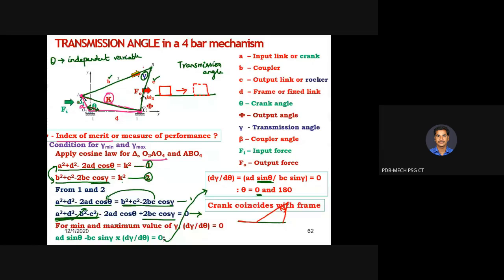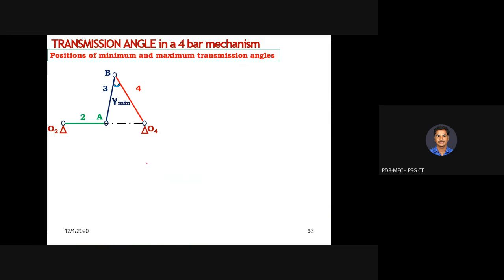It is shown here also. Look at this, the crank is in line with the frame. So crank 2 is in green color. So here theta is 0. When theta is 0, your crank is in line with the frame. So in this case, you will be getting gamma minimum transmission angle. Okay. When will we get the maximum? When will we get the maximum transmission angle?